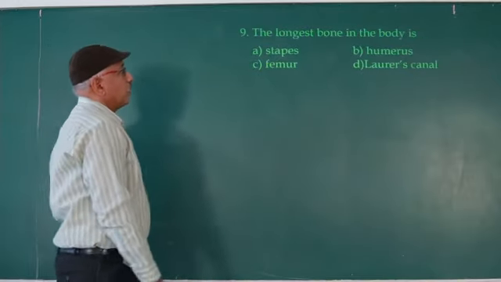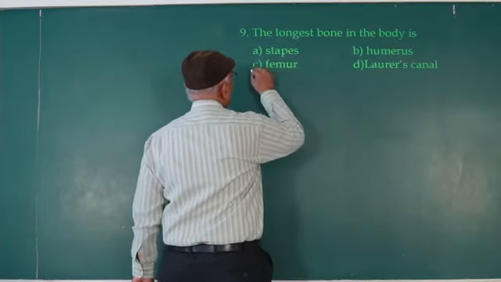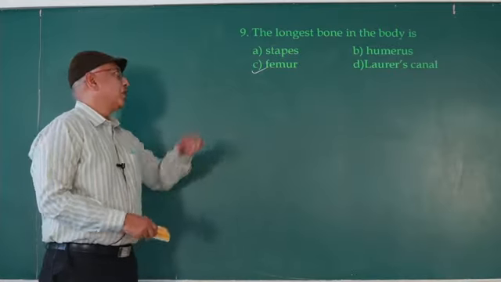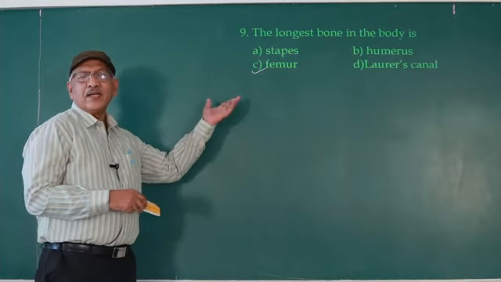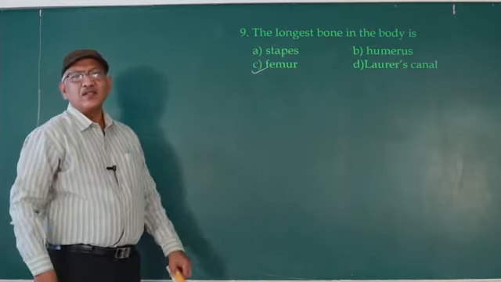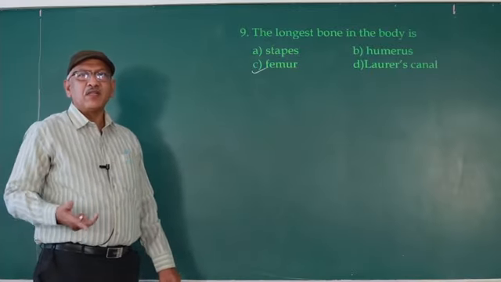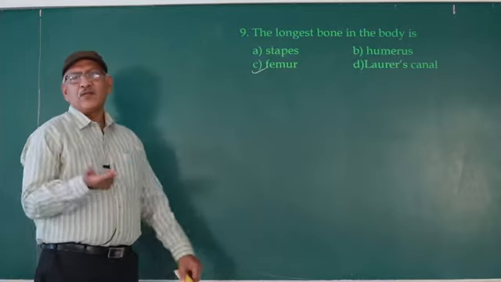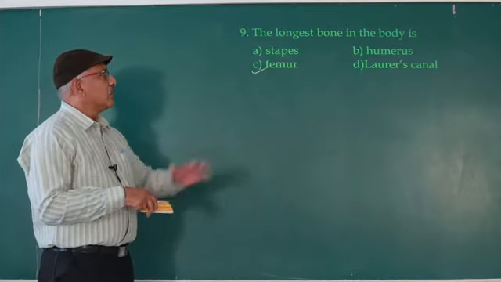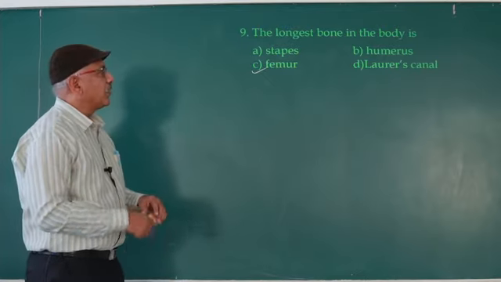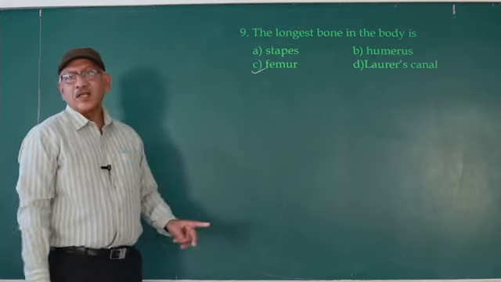The longest bone in the body is the femur. For example, our height is also decided by the length of femur. If femur is long, they may be nearly 6 feet or above. If femur is short, 5 feet like that. So femur is the longest and strongest bone in the body.